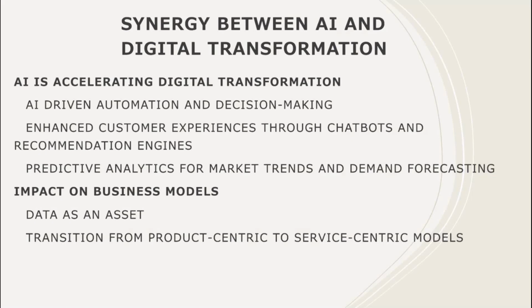aspect. Whether AI and digital transformation are two different things, perhaps not. Digital transformation is a way of using automation, and AI can probably enhance that further. So AI-driven automation and decision making is what the linkage between the two could be. It could help to enhance customer experiences, for example, through chatbots. Chatbots could be intelligent systems and recommendation engines, such as used in Netflix or Amazon Prime, predictive analytics for market trends and demand forecasting, and impact on business models.